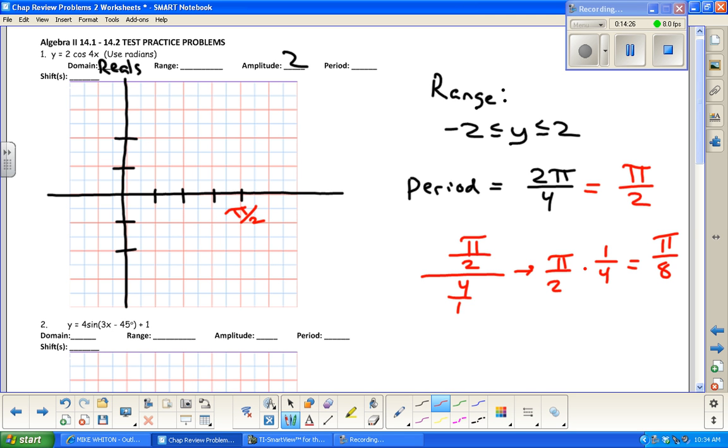Okay, so that would be our little first checkpoint here, pi over 8. And now we should be able to just count them. If each interval is pi over 8, the second one is 2 pi over 8, which reduces to pi over 4. 2/8 is 1/4. So 1/8, 2/8, the third one has to be 3 pi over 8.